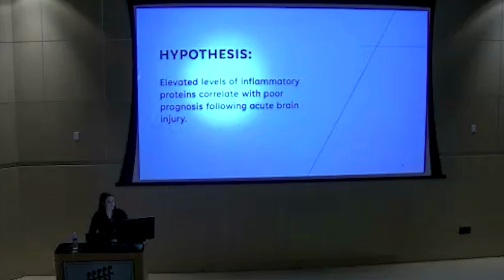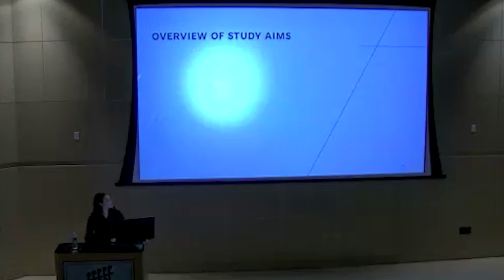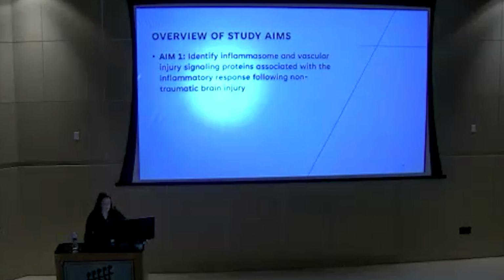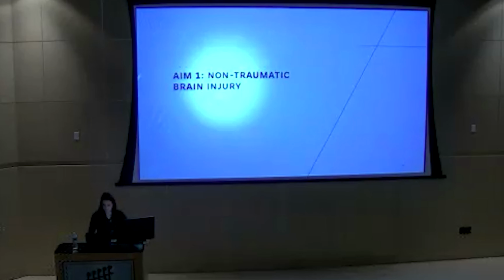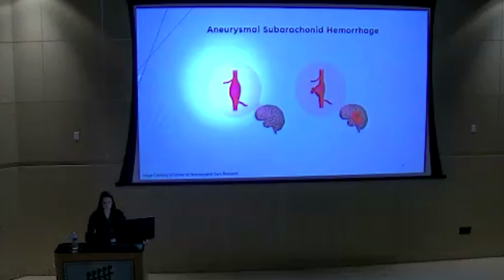So the hypothesis of my studies is that elevated levels of inflammatory proteins correlate with poor prognosis following acute brain injury. And I'm going to look at this through 2 aims. So first, I'm going to be looking at inflammasome and vascular injury proteins associated with the inflammatory response in a non-traumatic brain injury model. And then I'm going to move into a traumatic brain injury model and look specifically at immune cells. So beginning first with non-traumatic brain injury, I look at aneurysmal subarachnoid hemorrhage.